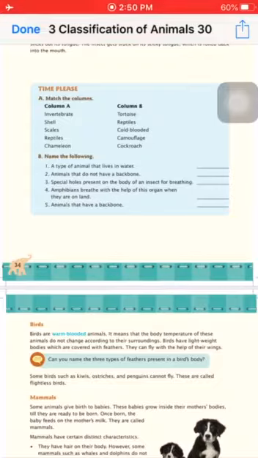Fourth, amphibians breathe with the help of this organ when they are on land. Amphibians live both on land and in water. They use lungs when they come on land. They use gills when they are inside the water. So the answer is lungs. Animals that have a backbone are called vertebrates.